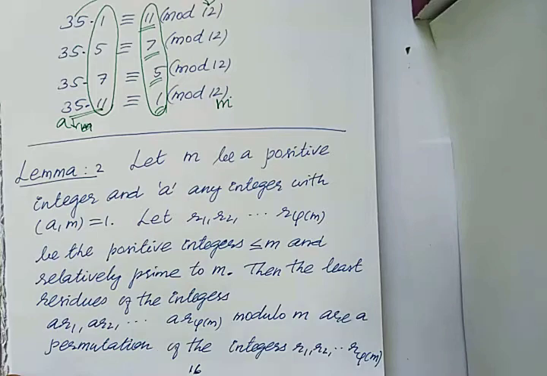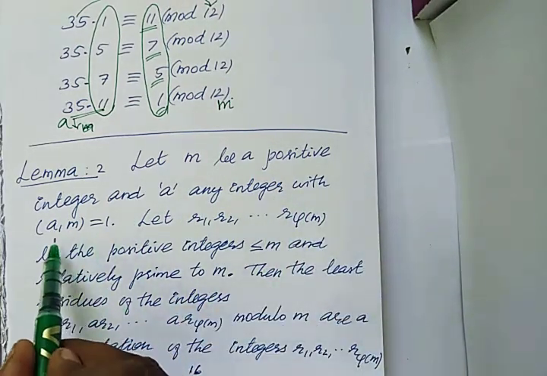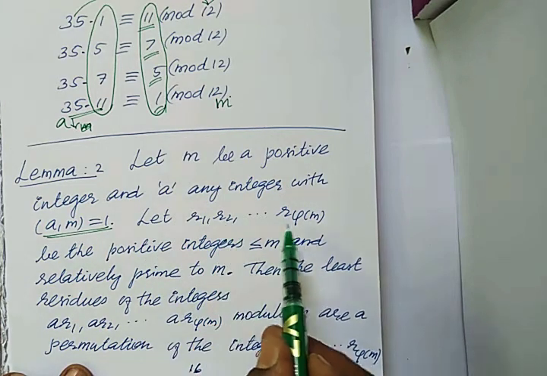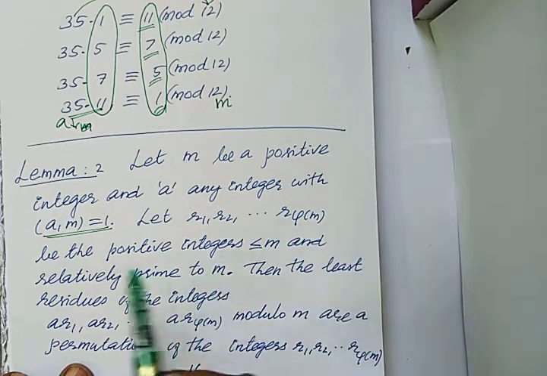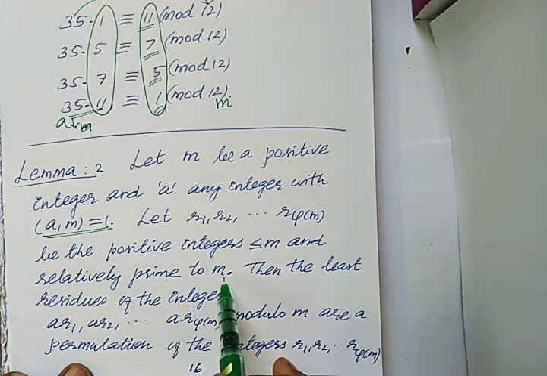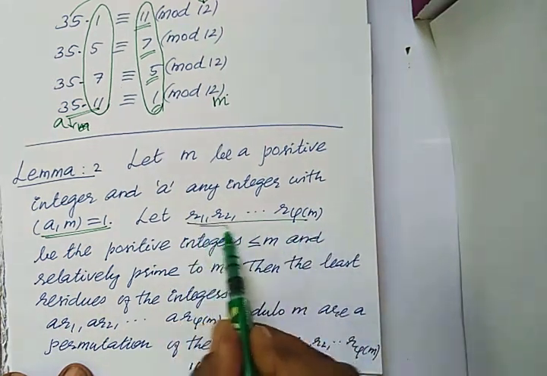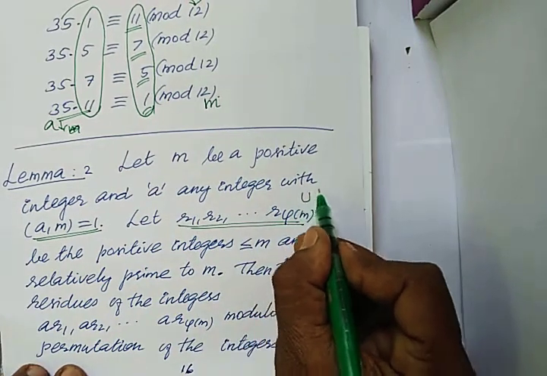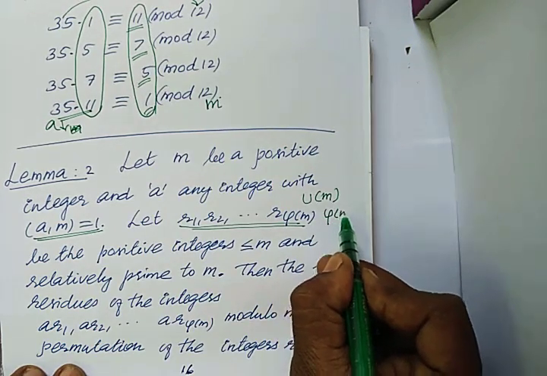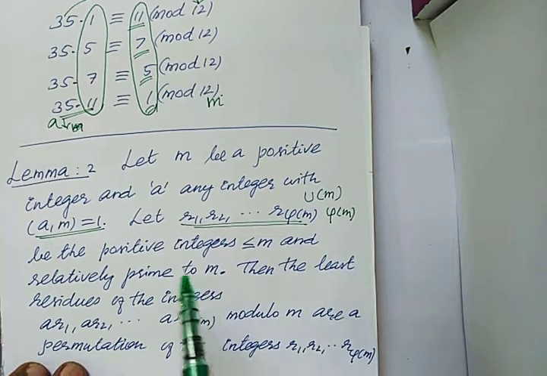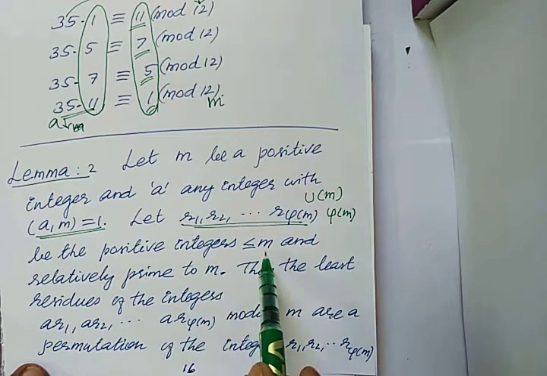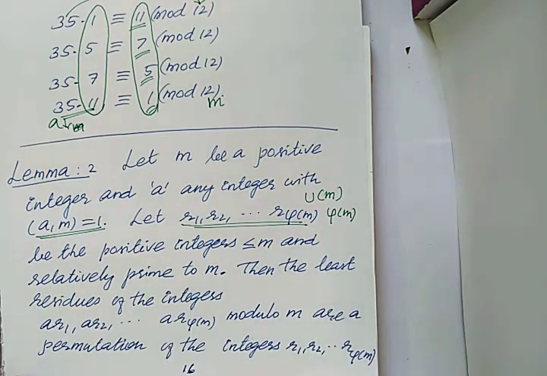Let M be a positive integer and A be any integer with A relatively prime to M. Let R1, R2, etc., R phi of M be the positive integers less than or equal to M and relatively prime to M. These are the elements of U of M. In U of M there will be how many elements? There will be phi of M elements.